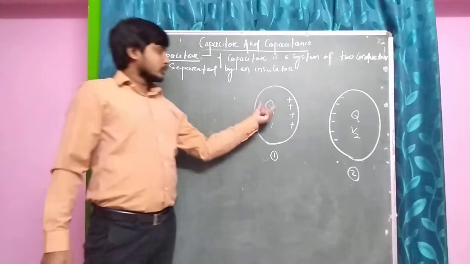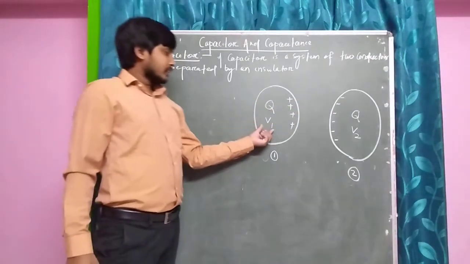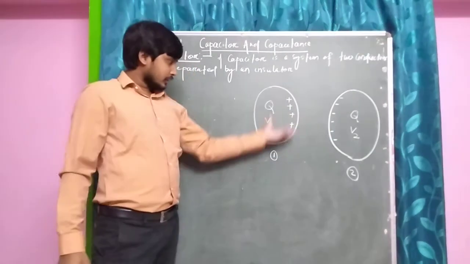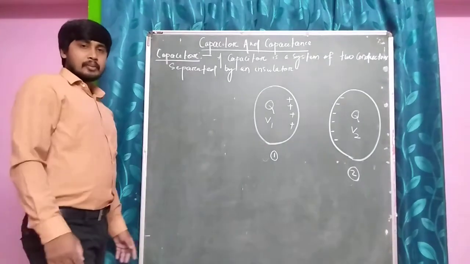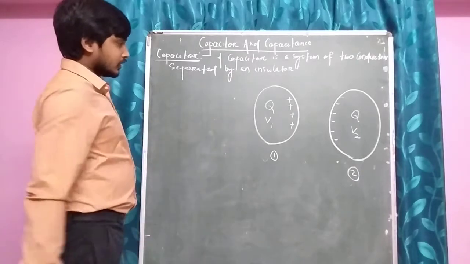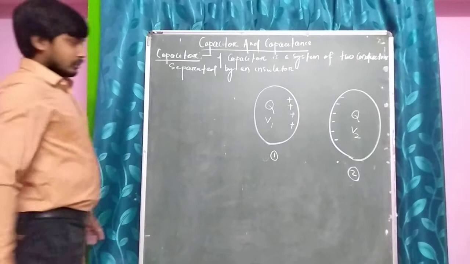The magnitude of Q will be the same for both the conductors, but the potential will be different, because we know that the plate which is positive will have higher potential as compared to the plate which is negative. So this is our capacitor.